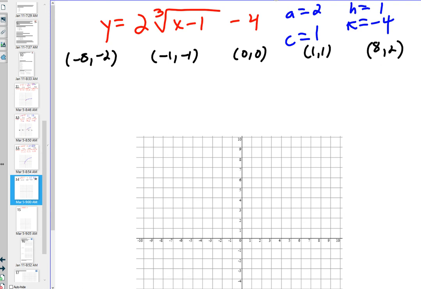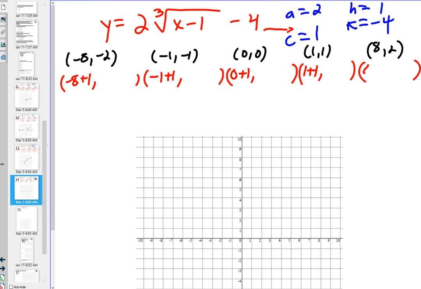Which of those transformations are going to have an effect? A, H, and K. H doesn't have an effect if it's 0, but H is 1. So now let's look at the x's. What's going to happen with all of my x's? All you're going to do is add the 1. Yeah, the x's are supposed to be divided by c, but c is just 1. So I'm going to go negative 8 plus 1, negative 1 plus 1, 1 plus 1, 8 plus 1.